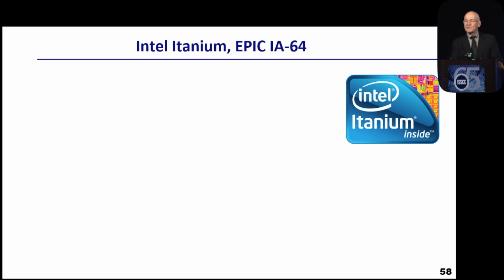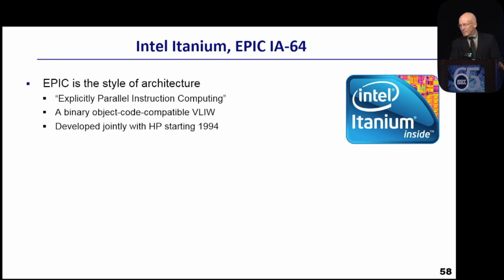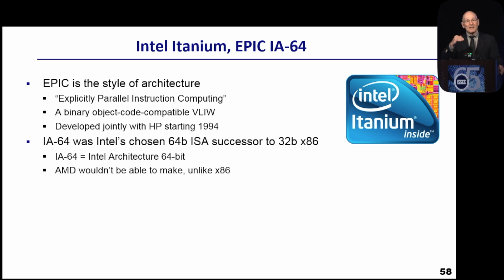In fact, they decided to do that in conjunction with Hewlett-Packard. They called it EPIC, for explicitly parallel instruction computing. It was basically a binary compatible version of a VLIW. And we had these 2 big companies pushing it. The name of what Intel calls it was IA64, the other one was IA32. So the 64-bit version was this VLIW, and AMD was squeezed out.